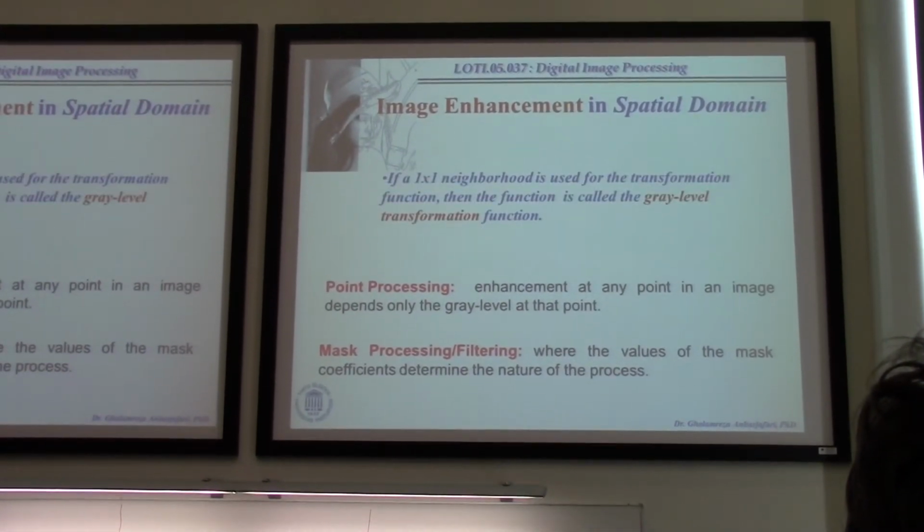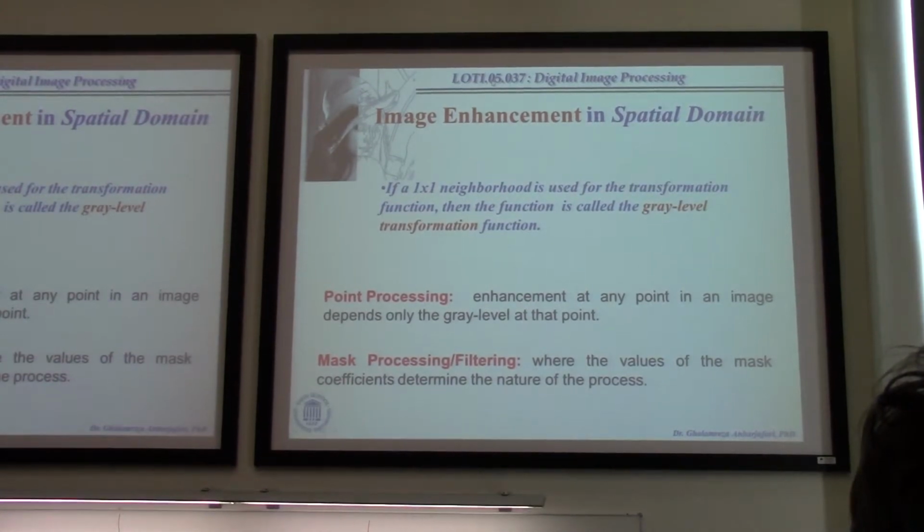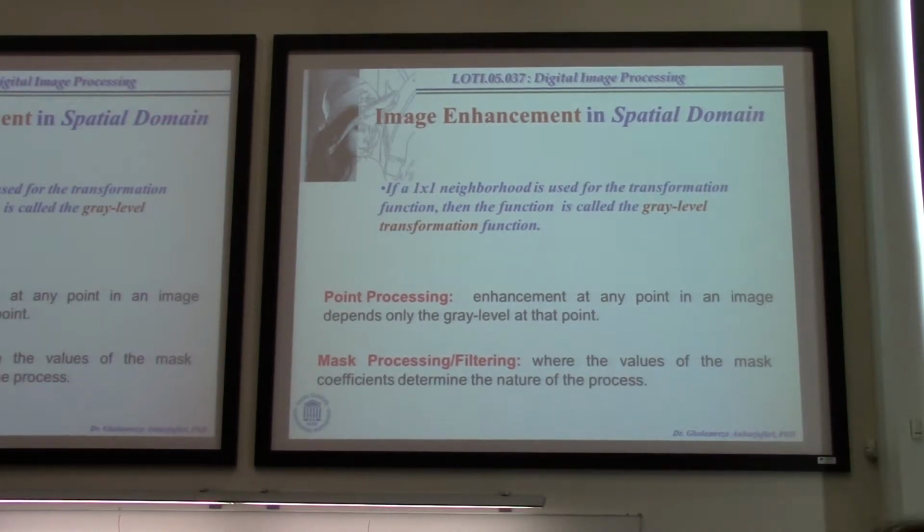So in general, we have two ways of doing the process. We either do it on a single pixel, I don't look at the neighbors, and it's called pixel processing. The other one, I will look at a neighborhood. I have a mask of 3 by 3, 5 by 5, 7 by 7, or whatever it is, and I look at the whole value and I do the task.